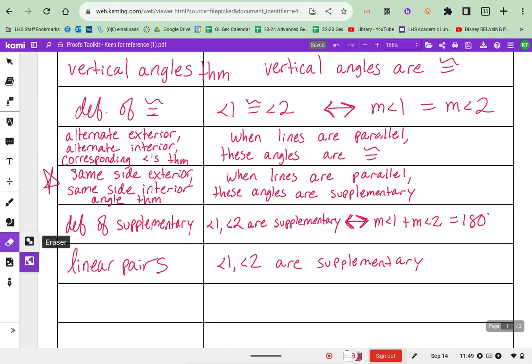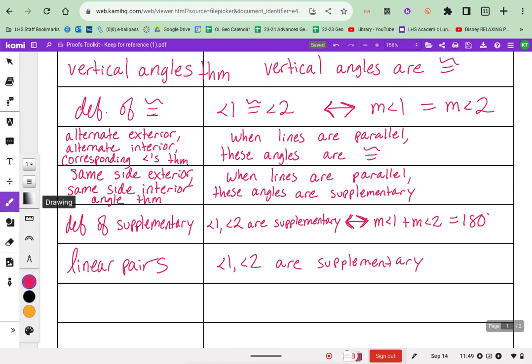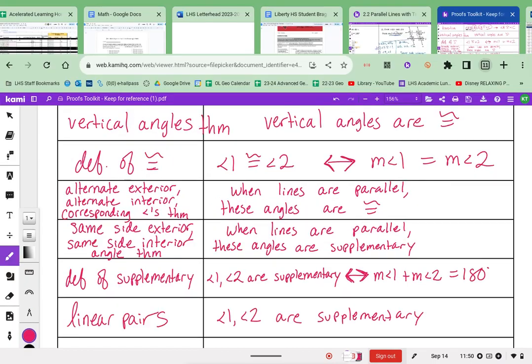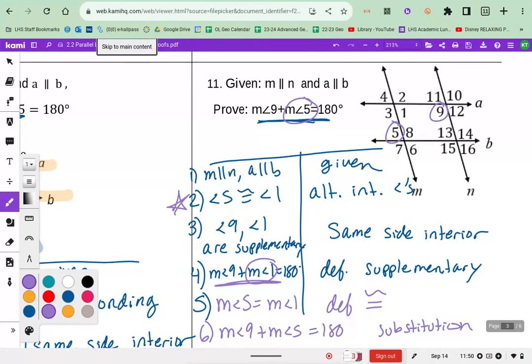Wait, so the linear pair is basically the first part of the definition of supplementary? Like, because it's the same thing. Okay, so we will start with linear pairs and then we'll use the definition to convert it into an equation, so that we can do stuff like substitution. Yeah, good questions. Any other questions? Okay, I think it'll make more sense when we look at it in a problem.